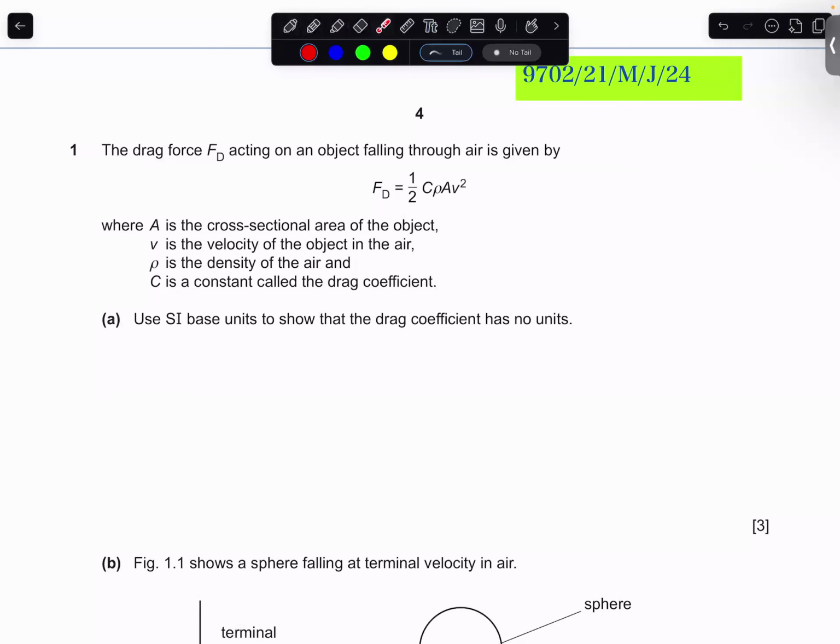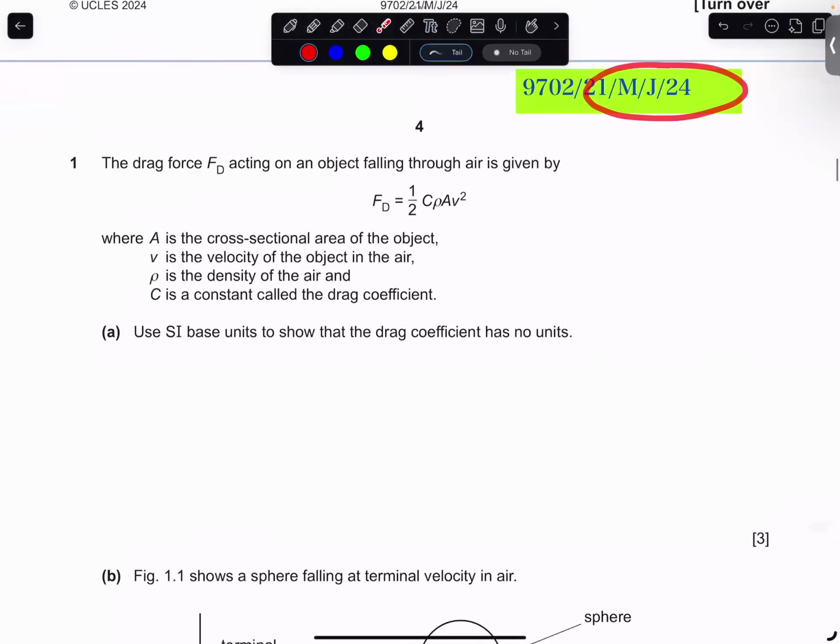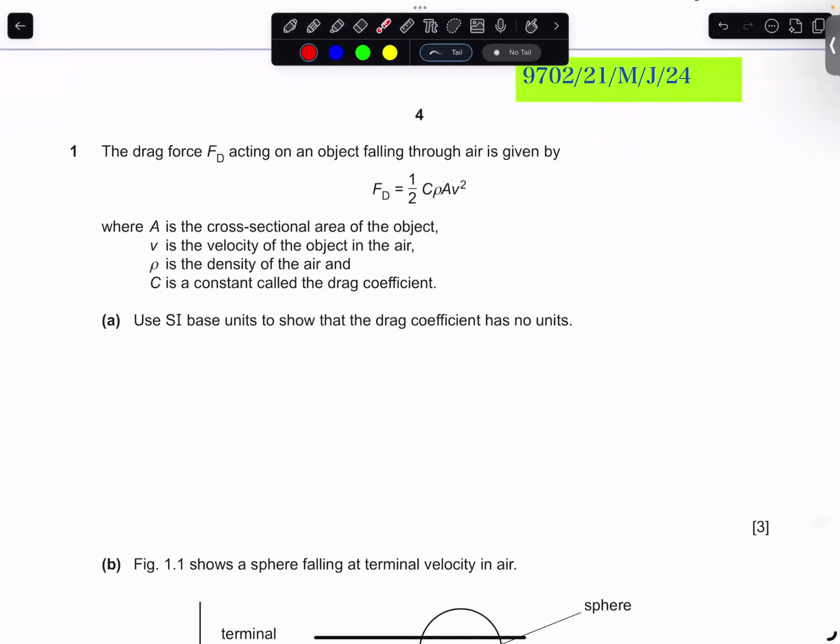Bismillahirrahmanirrahim. This question is from May-June 2024, variant 21. Question number one, topic measurements and units.